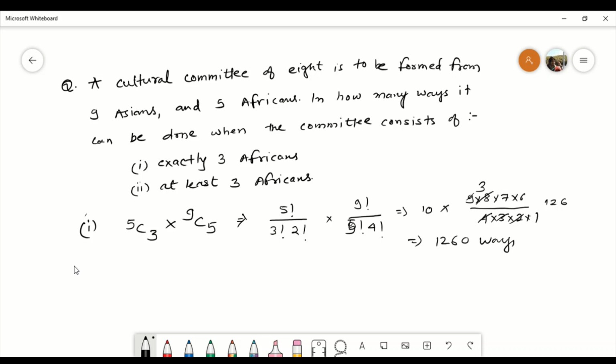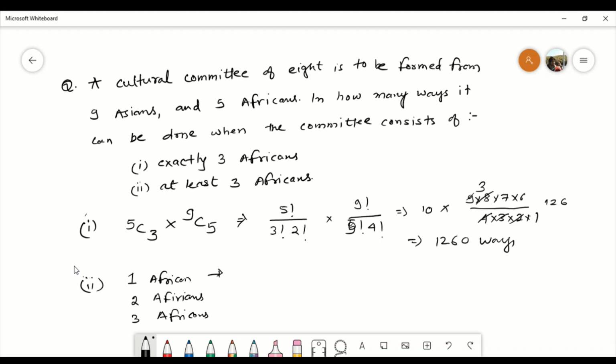Now in the second question, it says that it should have at least 3 Africans, right? So how many cases do we have? The committee has 1 African, it has 2 Africans, and it has 3 Africans.